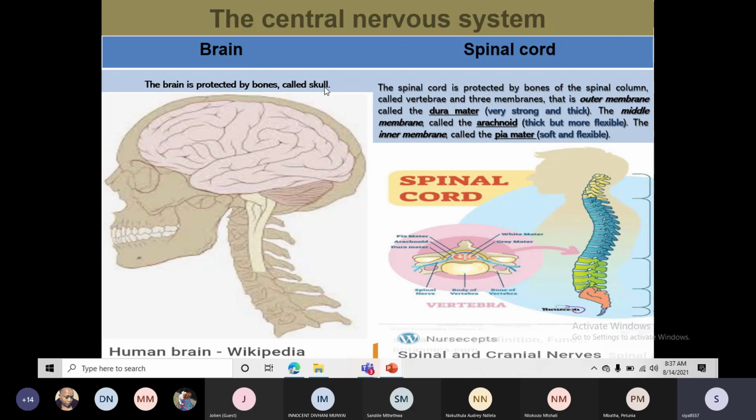The brain, in short, is protected by the skull. The spinal cord is protected by the vertebrae, and the vertebrae have three membranes: the dura mater on the outside, the arachnoid in the middle, and the pia mater inside. So that's it regarding the protection of the brain and the spinal cord.